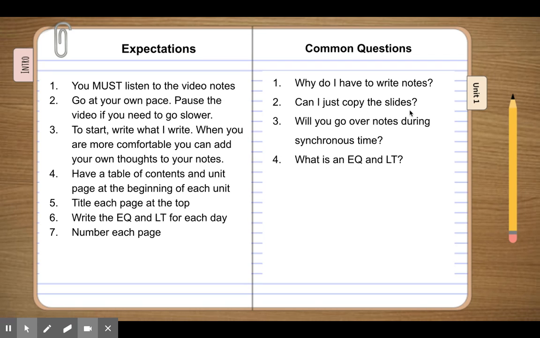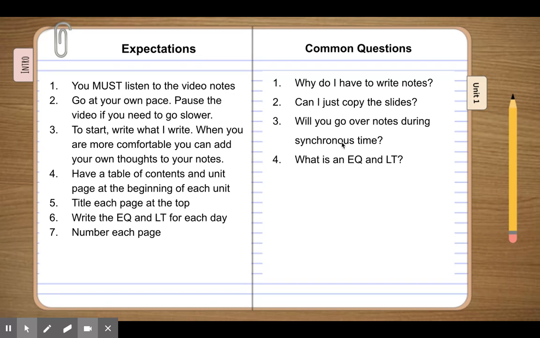2, can I just copy the slides? Well, no. Ideally, we want you to watch the videos because in the videos, I will be able to explain in my own words, using stories and examples, the notes that just reading might not provide.